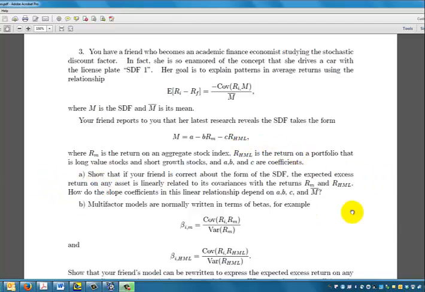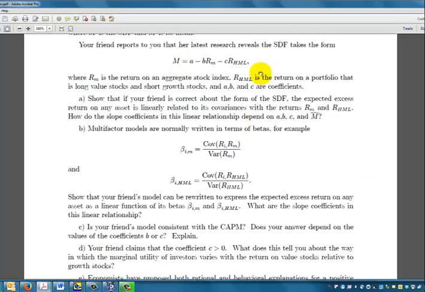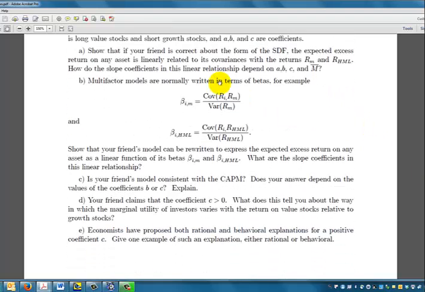Right, so then part A asks you to show that if your friend is correct about this form for the SDF, then the expected excess return on any asset is linearly related to its covariances with these returns RM and RHML. And we need to figure out how the slope coefficients depend on the parameters of the SDF model. Now then in part B, we're going from covariances to betas. Betas are just covariances divided by variances, and we show that the model can be rewritten in those terms.